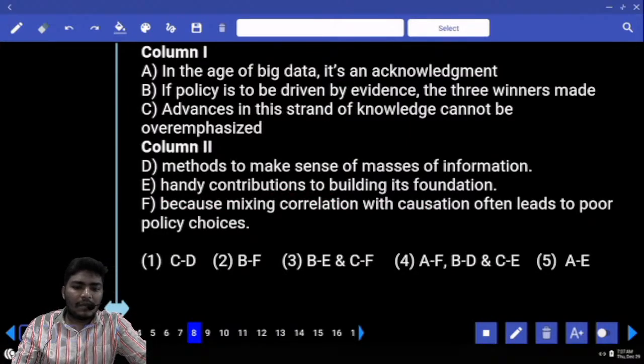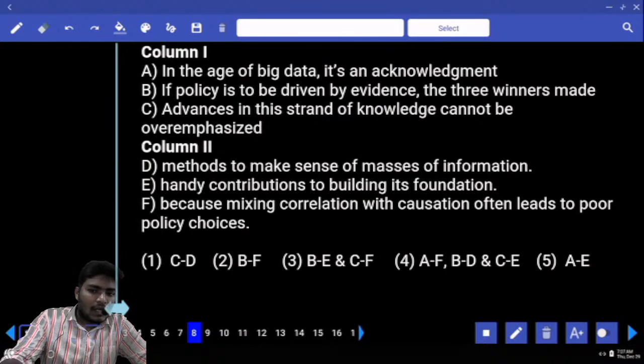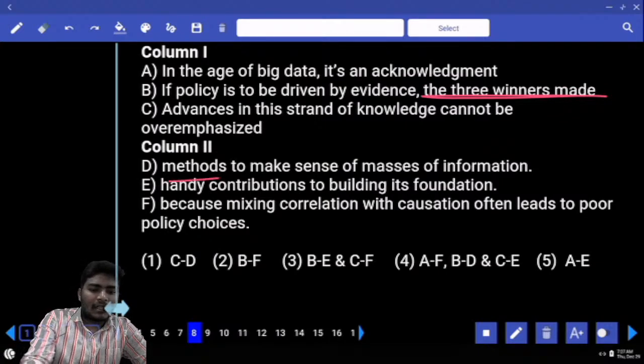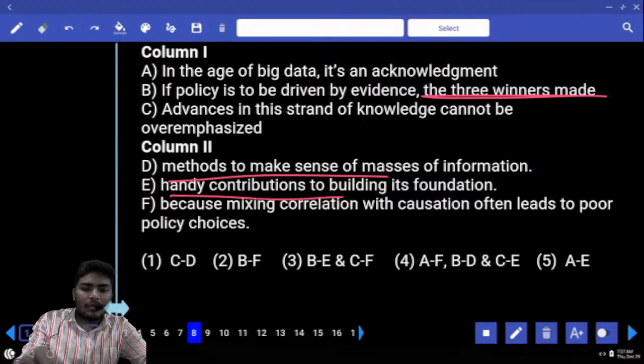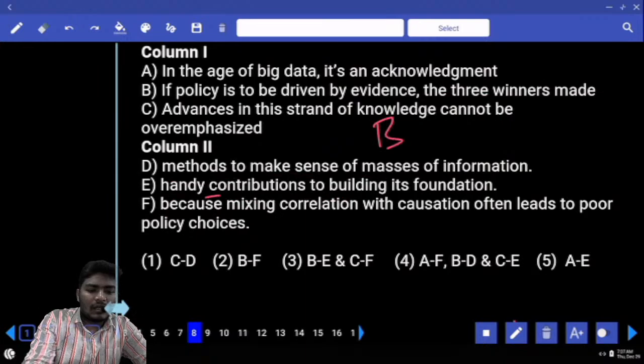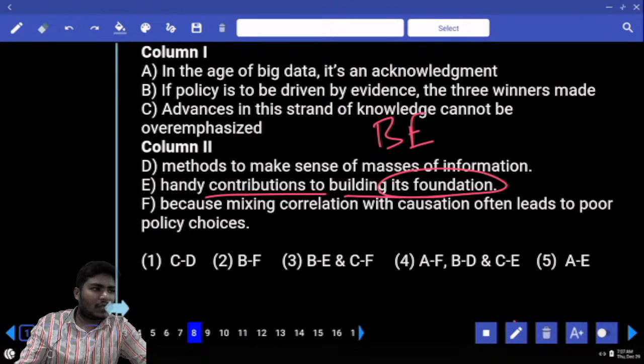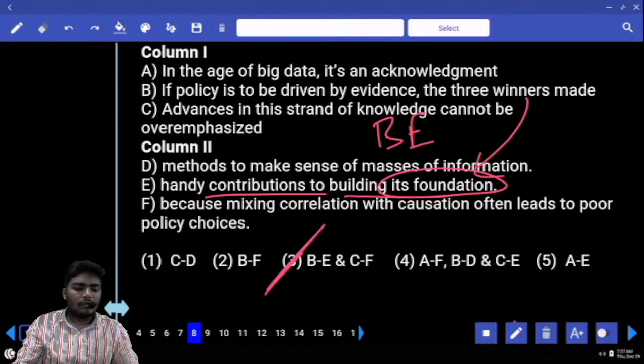If policy is to be driven by evidence, the 3 winners made something. Continuation. The 3 winners, whoever the winners were, they made something. They made what? They made methods to make sense. They made handy contributions. They made because mixing. Which one is good? B with the E is good. They made some contribution to building its foundation. They got some winning amount, so they gave some contribution. So B is absolutely fine. How many options are there? Only third one. Next, move to 9.